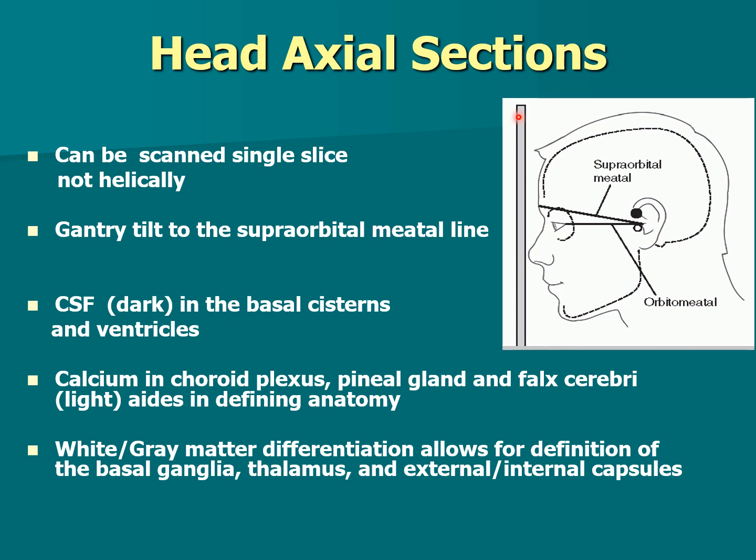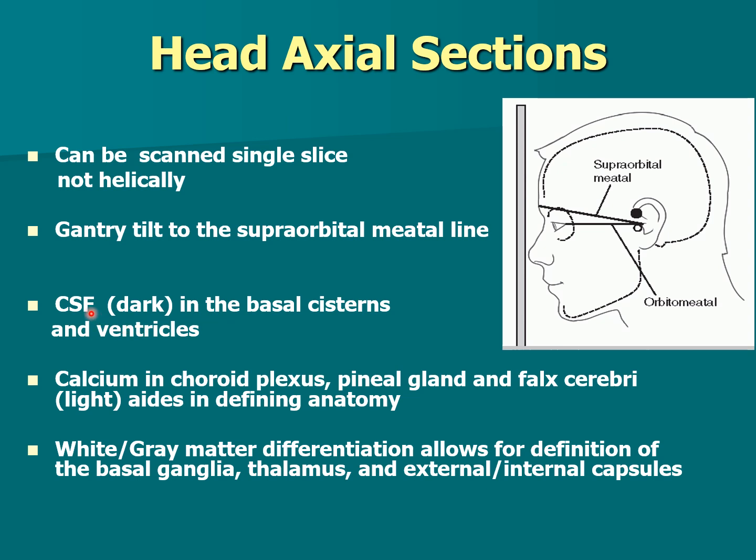And this is just a picture kind of saying what I've already said about that supraorbital meatal line. So we would like for the scan to go here so that it does not go through the orbits. You don't want to go straight across here through the orbits. Head axial scans can be scanned single slice, not helically. Gantry tilt to the supraorbital meatal line. If the patient can't duck their chin to get this down, then you would angle the gantry.